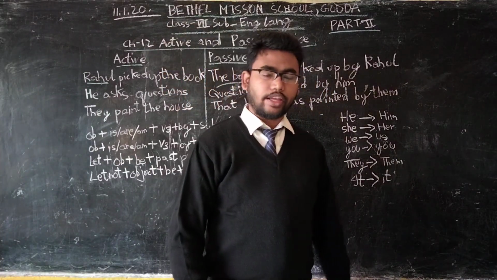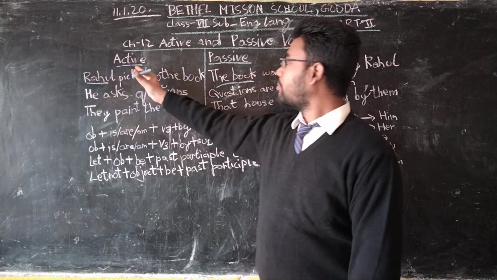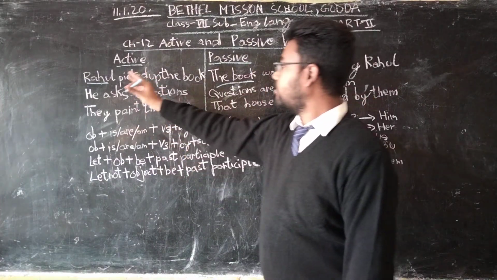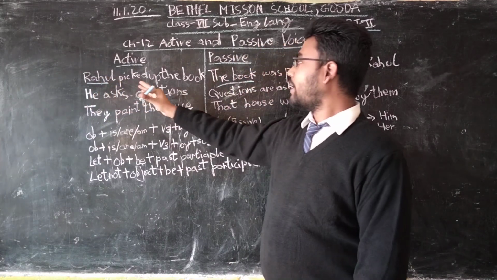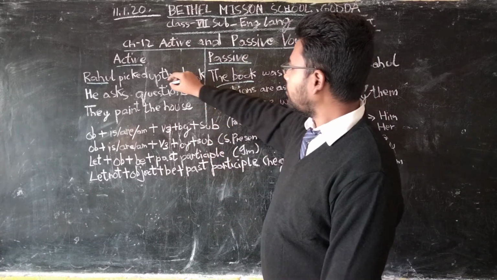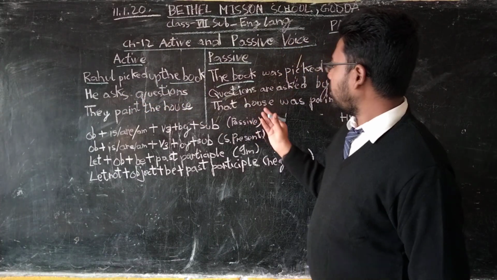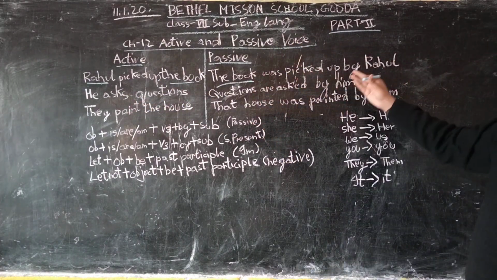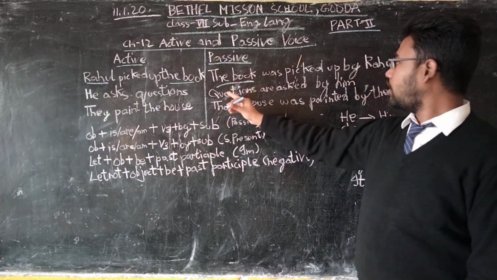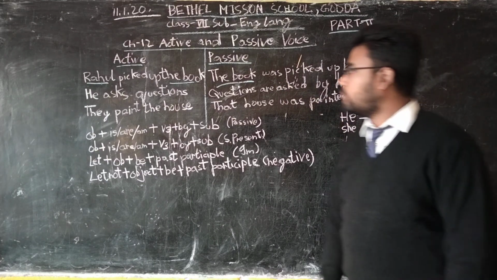Some more examples I would like to give, which I have already mentioned on the board. Active voice column and passive voice column. Active voice: Rahul picked up the book. Rahul is the subject here and the book becomes the object here. But when we come to passive voice: the book was picked up by Rahul. So the book becomes the subject instead of Rahul, and Rahul comes here at the last as an object.